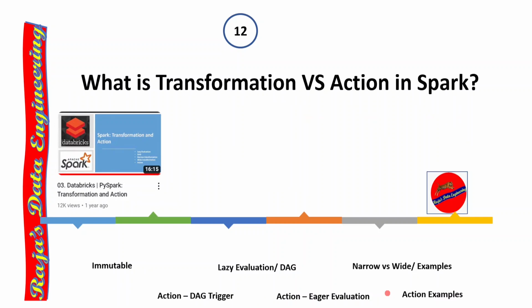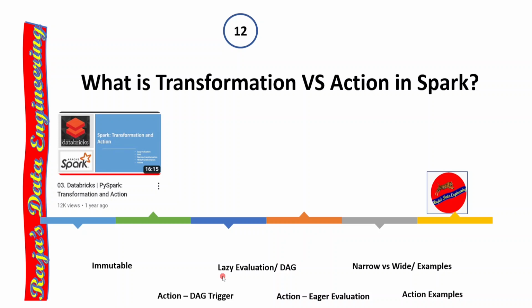And moving on to the next question, what is transformation and action in Spark? For this question, I have already posted a video, that is video number 3. In case you haven't watched, you can watch it. But coming to the answer, first we have to talk about immutability in Spark, which means whenever we are transforming one RDD or DataFrame, it is always creating a new DataSet, new DataFrame or RDD. So that is immutable. And also here we need to talk about lazy evaluation and DAG.